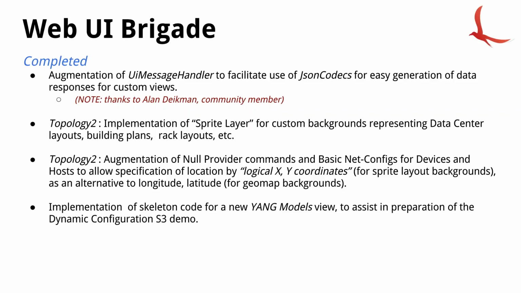In terms of topology 2, we're still working on that. We've completed the sprite layer infrastructure so that now we can have custom backgrounds. Additionally, related to that, we've augmented the null provider and the basic net configs for devices and hosts so that you can choose whether to configure location either by longitude and latitude, if it's a geographic map, or by logical X and Y coordinates, if it's a layout map, so that the metadata that you attach to these things has a correlation to the underlying background that you're going to show.